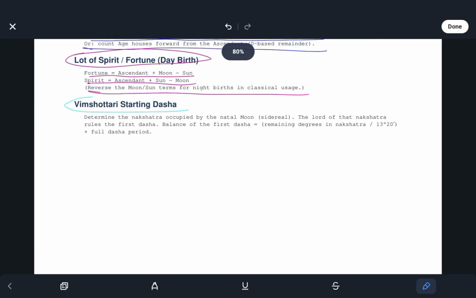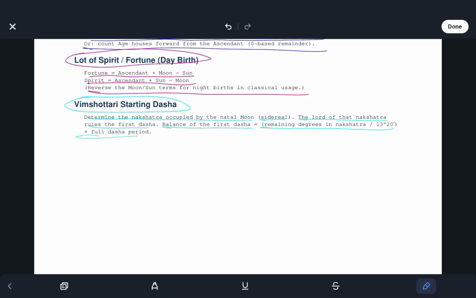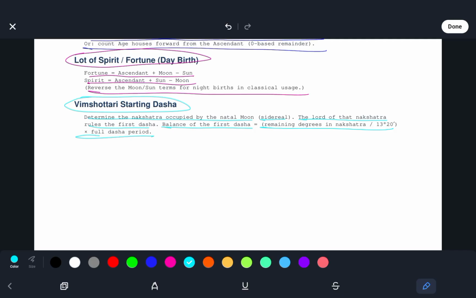And Vimshottari starting dasha: determine the nakshatra occupied by the natal Moon, sidereal. The lord of that nakshatra rules the first dasha. Balance of the first dasha equals the remaining degrees in the nakshatra, divided by 13 degrees 20 minutes, multiplied by the full dasha period.